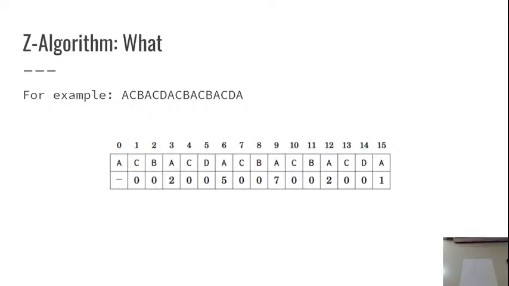So for index 1, C is not equal to A, so it's 0. For index 2, B is not equal to A, so it's 0. For index 3, we see that AC is the longest string before it's cut off by D, because D is not equal to B, so we enter 2, and we keep on looking at it in this way to end up with our total Z array.